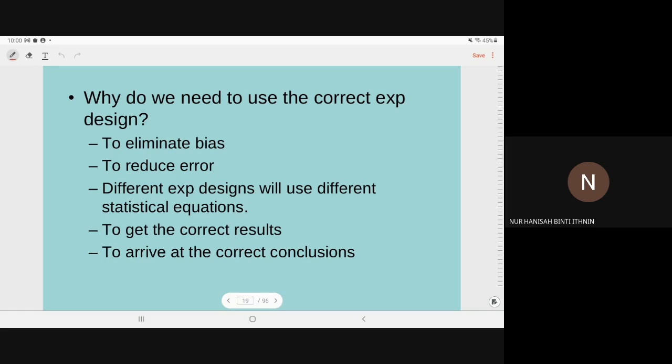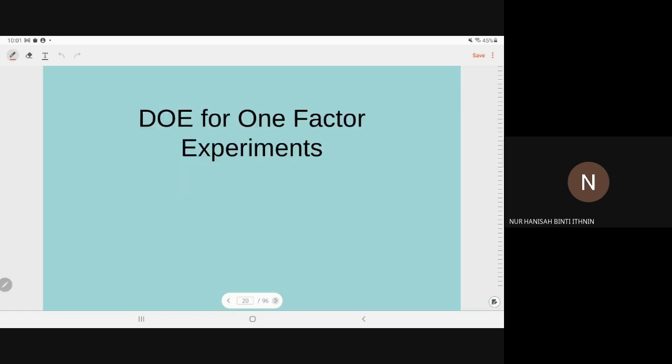To get the correct results, as we have mentioned just now, and also to arrive at the correct conclusions. So that is the introduction to design of experiment. That's why it is very, very important for you to understand the design of experiment and choose the right one for your research experiments.